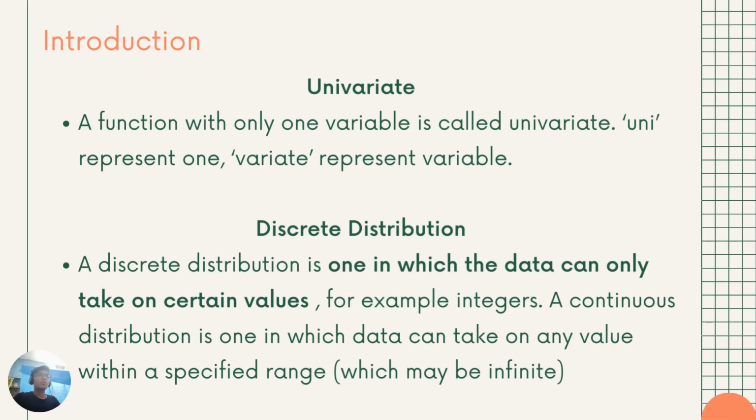First, you have to understand what a univariate and what a discrete distribution is. Univariate: a function with only one variable is called univariate. Uni represents one, variate represents variable. A discrete distribution is one in which the data can only take on certain values, for example, integers. A continuous distribution is one in which data can take any value within a specified range, which may be infinite.